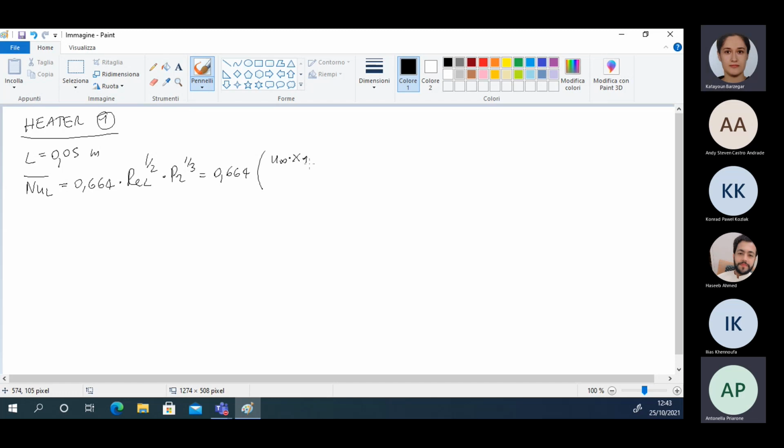With x1 meaning the length of the heater 1. And I obtain the value of 198 for the Nusselt number.